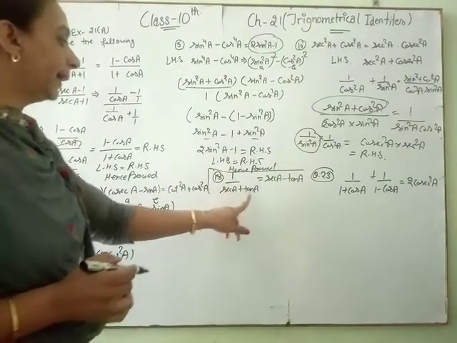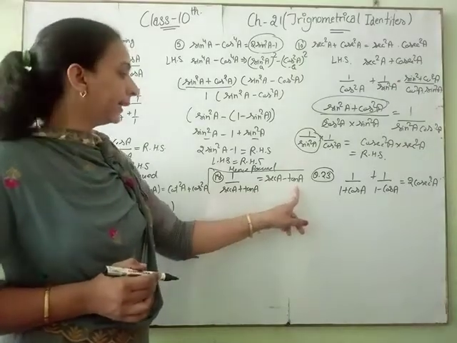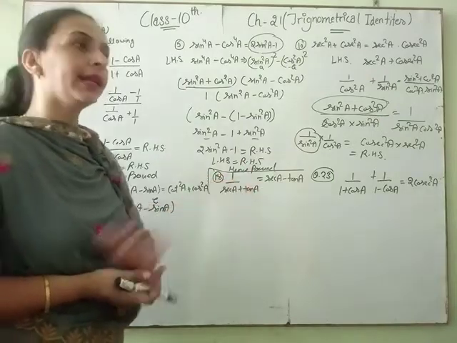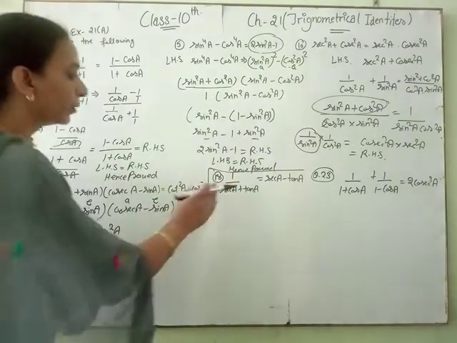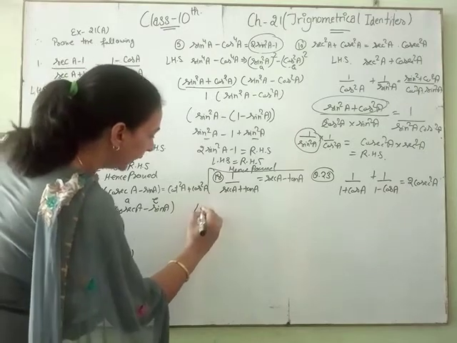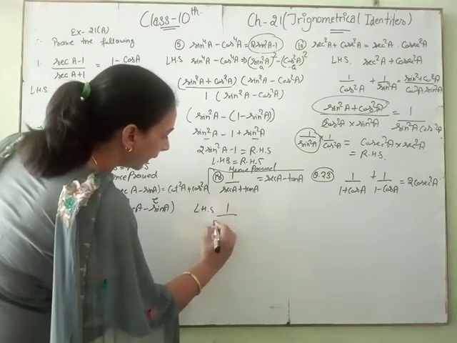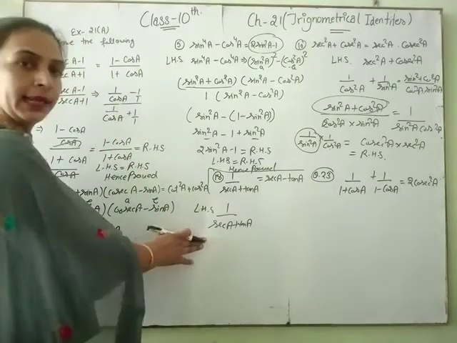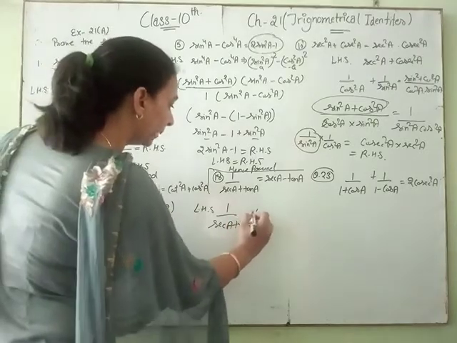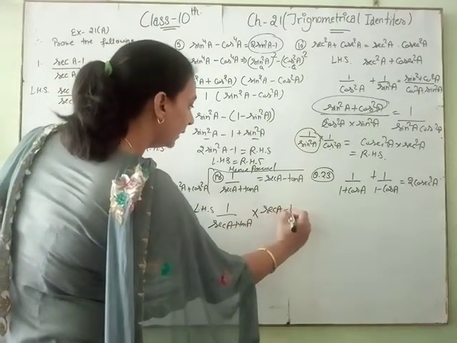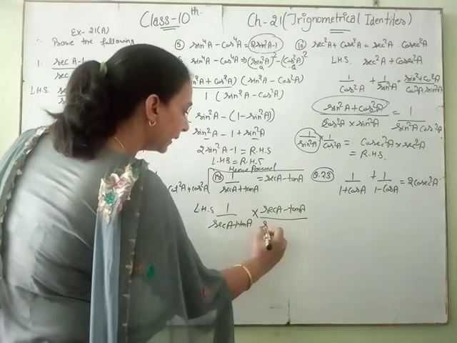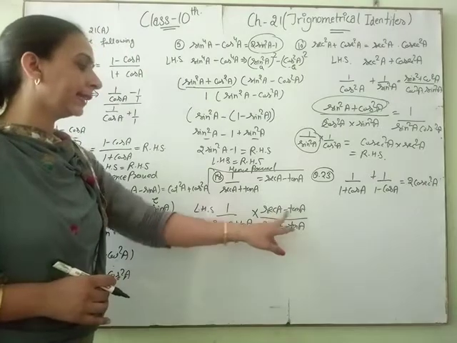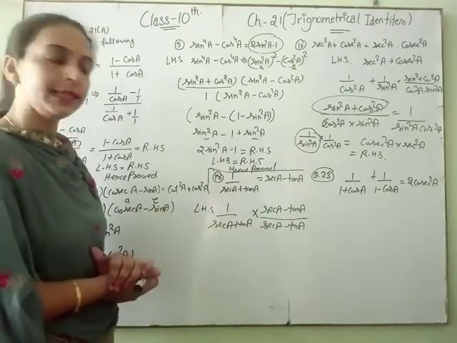1 by secant A plus tangent A, and this equal to secant A minus tangent A. Left is also in form of secant and tangent, and right side also in secant and tangent. So we take left hand side, 1 by secant A plus tangent A. Okay. We take rationalize of this. Multiply numerator and denominator by secant A minus tangent A.